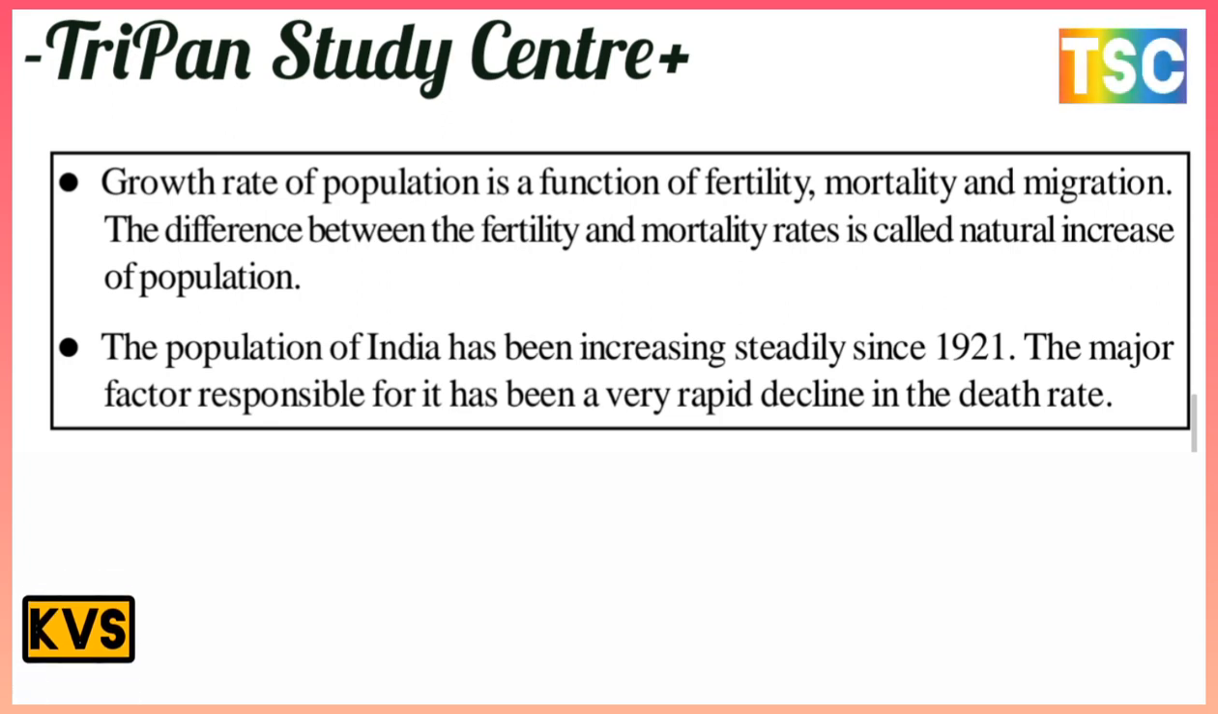The growth rate of population is a function of fertility, mortality, and migration. The difference between fertility and mortality rate is called the natural increase of population. I repeat again: the growth rate of population is a function of fertility, mortality, and migration, and the difference between fertility and mortality rate is called the natural increase of population.